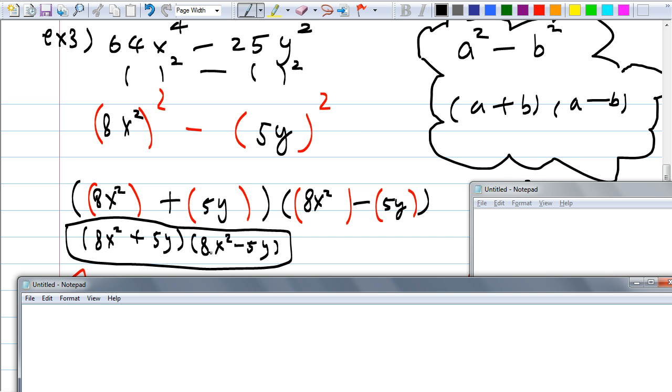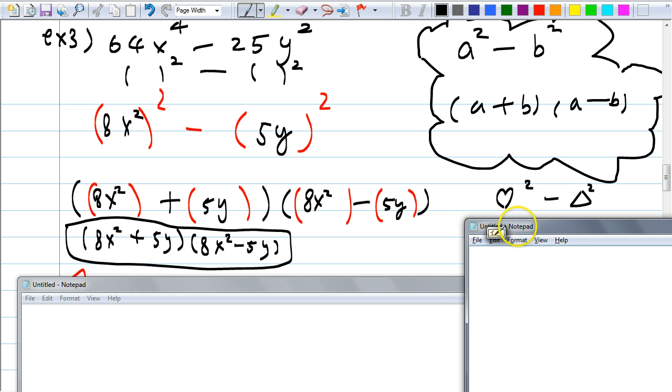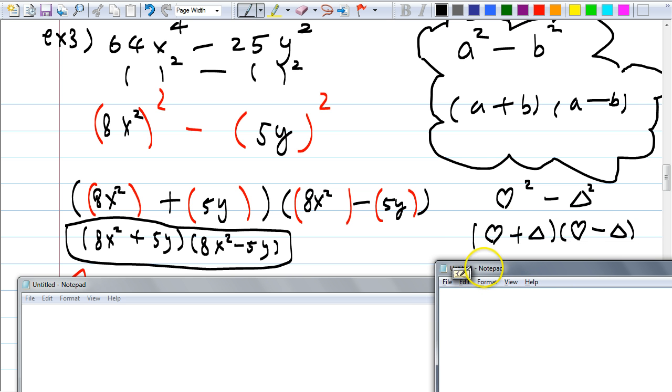So as you can see, your A and B do not have to be really simple. Does that make sense? So can A be like this? What if I had heart square minus triangle square? Instead of letters, could it be some kind of symbol? How would this be when you factor this? Just for fun. Heart plus triangle, times heart minus triangle. That's important because it's factoring, you want it to be a product. Heart plus triangle times heart minus triangle.